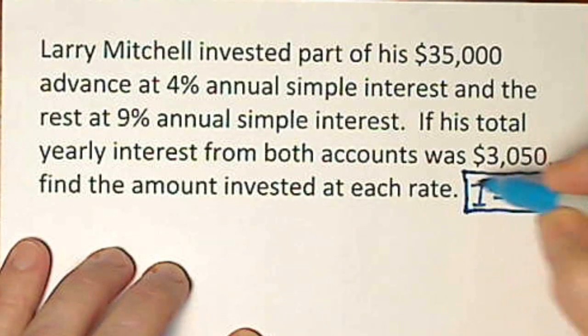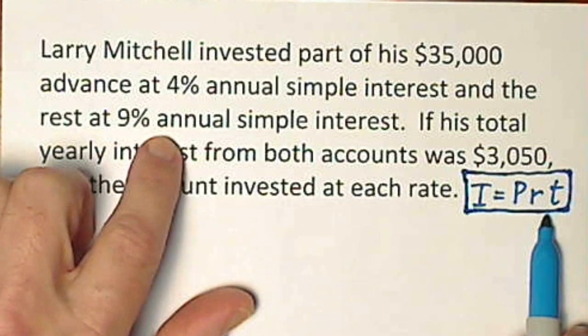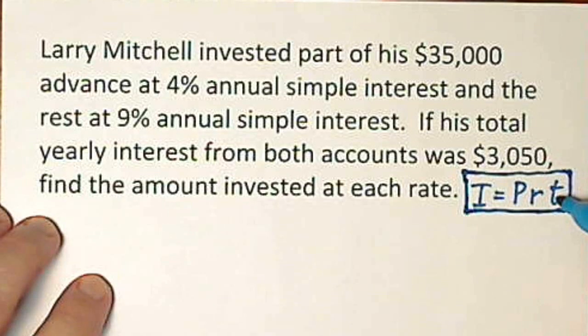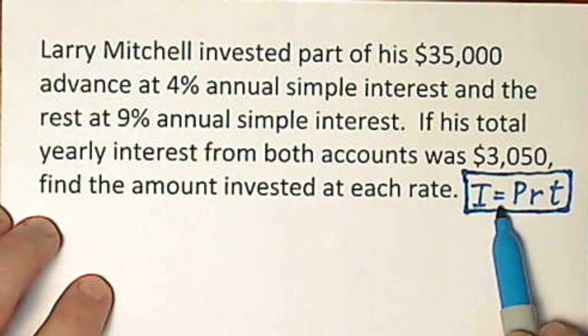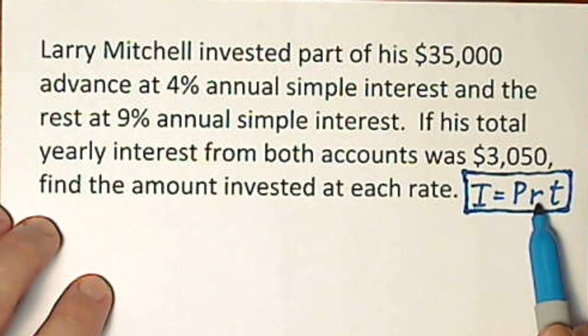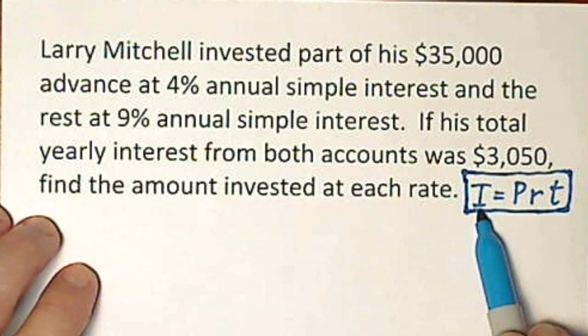Okay? For our purposes, the time is going to be 1 year, annual simple interest. So since time is just a 1, we're going to get to ignore that last variable. So we'll really only have to focus on I equals PR. Principal, that's how much you invest. Rate, that's the percentage. Okay? And then interest, that's how much you make.